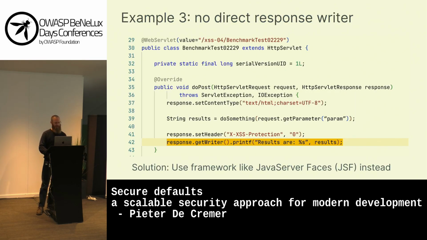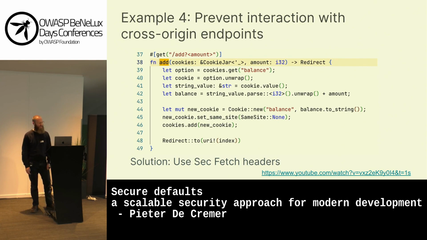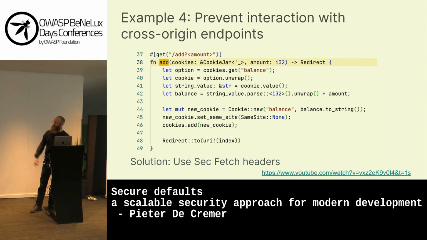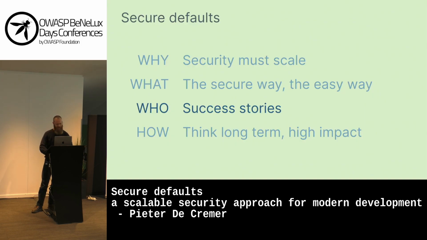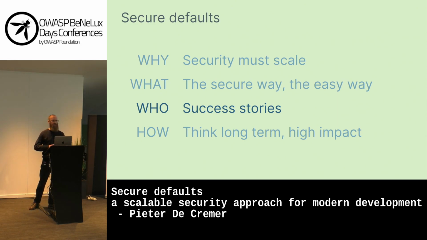I have a few more examples. You can no longer use direct responses, but use a framework to generate your HTML code. Or you can, for example, use Sec-Fetch headers to prevent cross-origin attacks. If you want to learn more about this, I have a nice YouTube video about it. But that's the idea behind the secure default. We need it because we want to spend our time more efficiently, and by putting it in place and helping getting developers to adopt this solution, we will free up time in our security team.